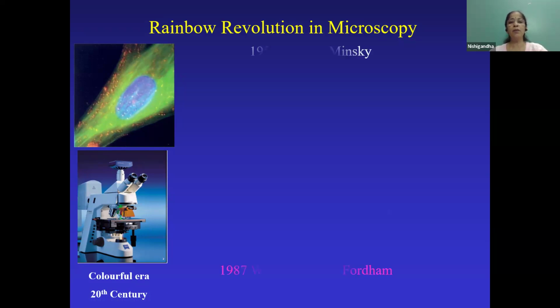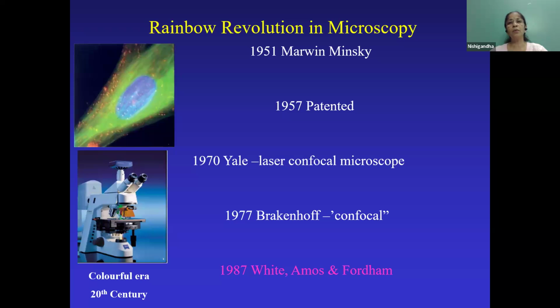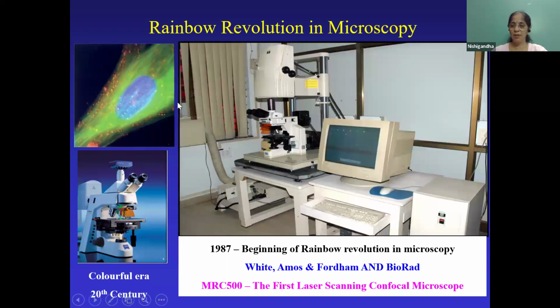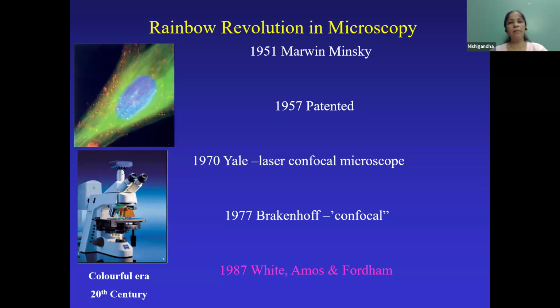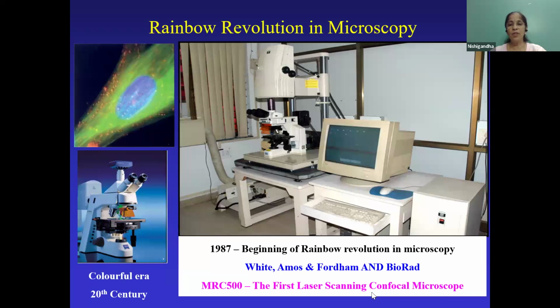So to do this, the concept of laser confocal microscopy was first put forth by Marvin Minsky in 1958. In 1957, this concept was patented, while in 1970, the concept of laser confocal microscope was established by Yale. Later on in 77, Breckenhoff put the term confocal into this. However, it took almost 36 years, from 1951 to 1987, for White, Amos, and Fordham to build the actual confocal microscope, which was supported by Biorad. So this is how the first confocal microscope looked.